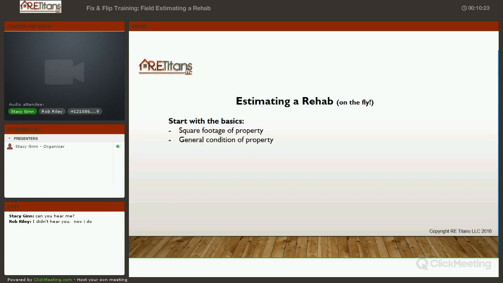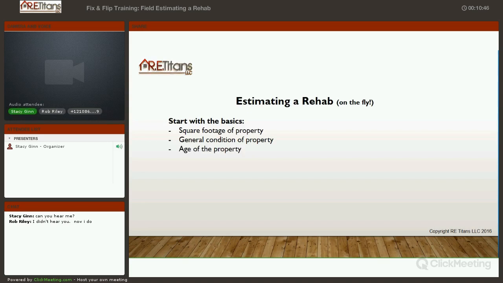The next thing is we look at the general condition of the property. We'll get into in just a second how that factors in, but a property that needs what we refer to as paint and carpet, versus a property that needs significant repairs, obviously we're going to use different factors for that.